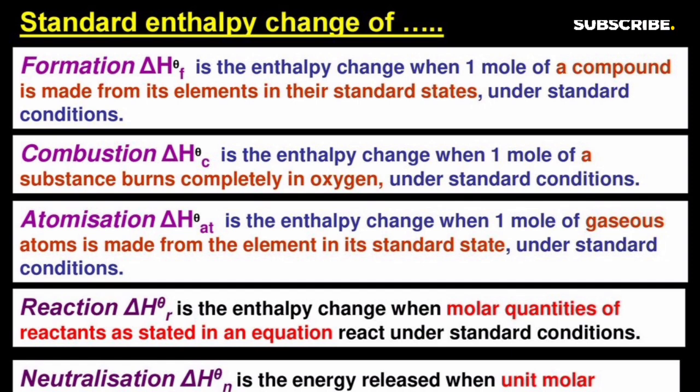If you're dealing with the standard heat of neutralization, it is the amount of heat evolved when 1 mole of hydrogen ions, H+, from an acid reacts with 1 mole of hydroxide ions, OH-, from an alkali to form 1 mole of water under standard conditions. So total heat evolved will be mass times specific heat capacity times temperature rise.